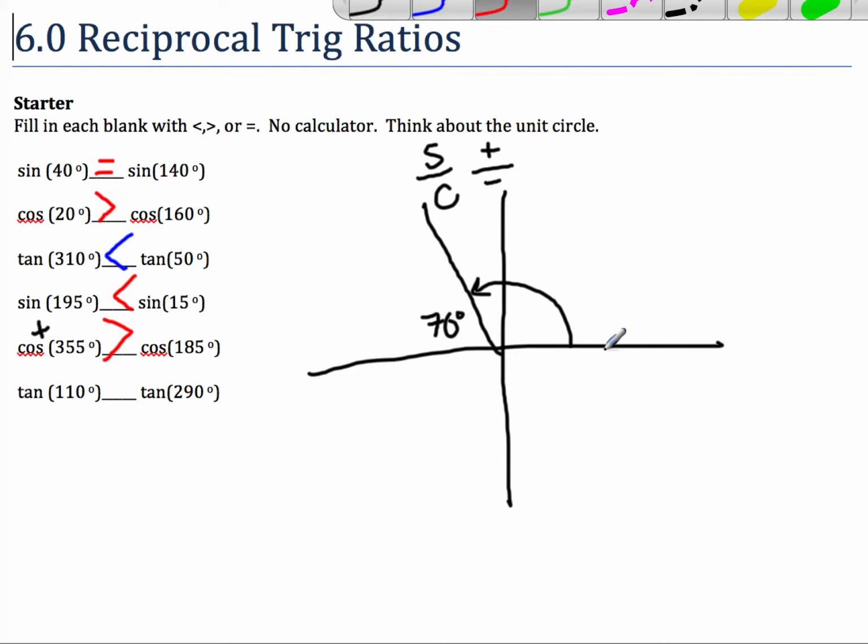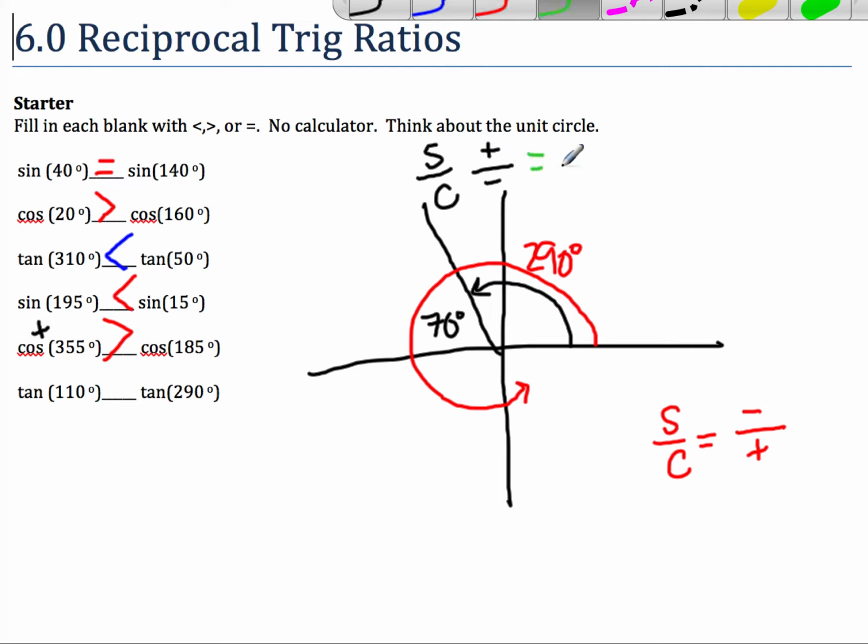Then we'll look at the other one, 290. This is 290 degrees. Tangent is Southern California. Here we have a positive cosine and a negative sine. So both of these will give us a negative value. So now we need to figure out, well, which one is bigger? Let's look at this reference angle. If it's 290, that's also 70 degrees. So those two angles are going to be equal.